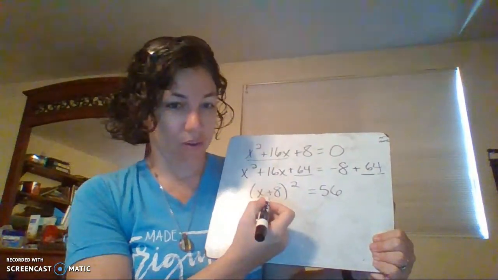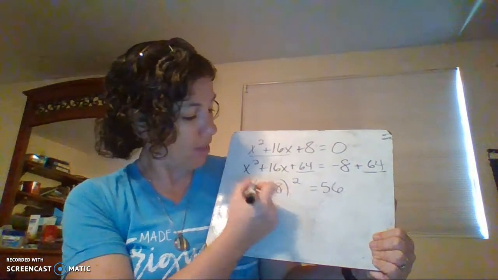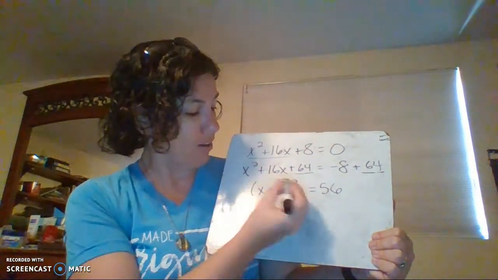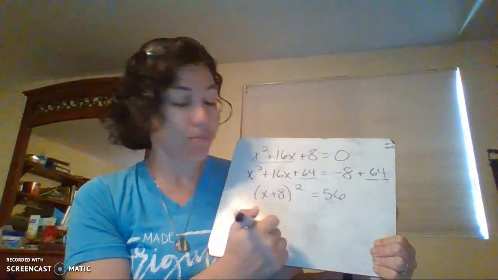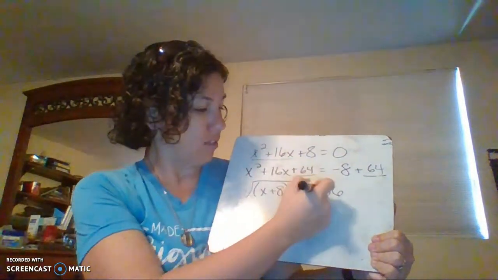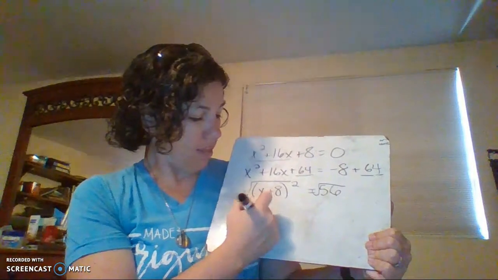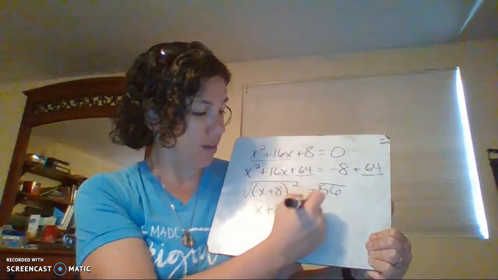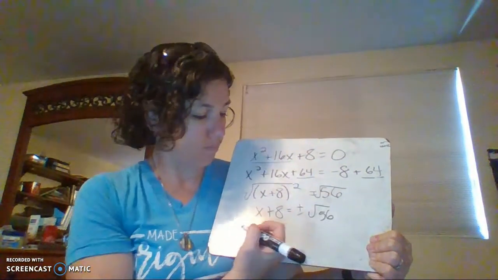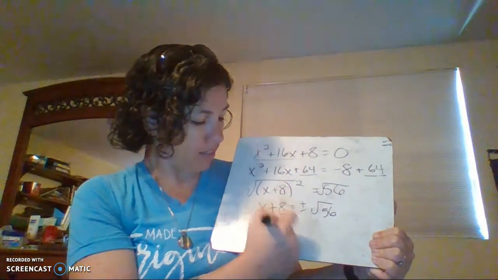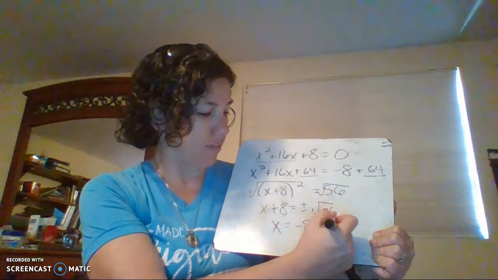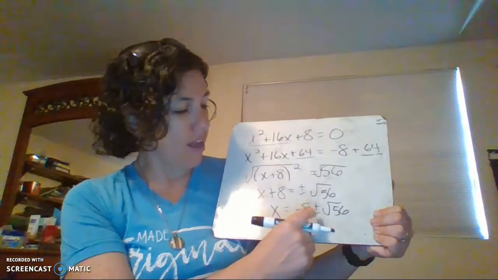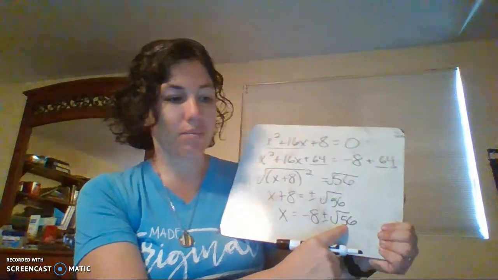So here we go. My three steps here are: I have to take the square root, I have to get this by itself, and then I have to see if I can simplify it. So taking the square root, x plus 8 equals plus or minus the square root of 56. And then subtract this, x equals negative 8 plus or minus the square root of 56. Okay, there are ways to simplify the radicals. I'm not going to get into that. You can look it up if you want.